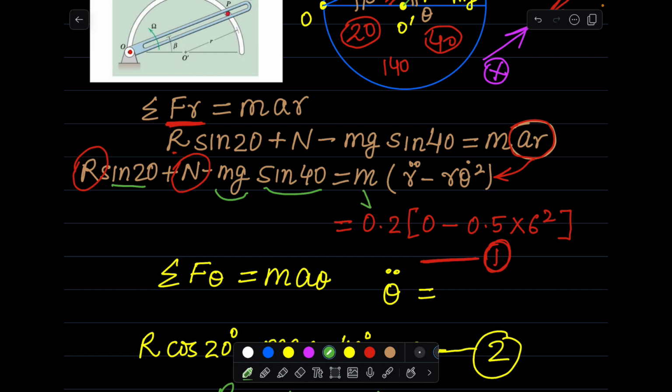So I will put the value of mass as 0.2, and r double dot is 0. Why? If you see, there is no acceleration, no motion in the direction of the r axis. So acceleration will be 0 in the direction of the r axis. Then we will put the value of r here, and theta dot is already known, we have already calculated it, it is 6 squared. So we can say this is our equation number 1 having two unknowns, R and N.